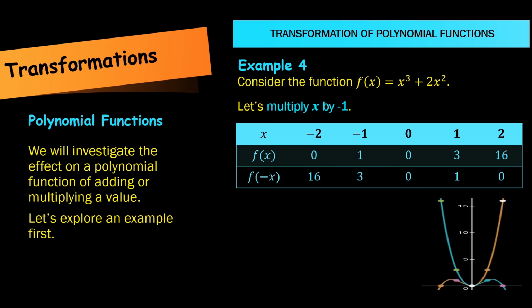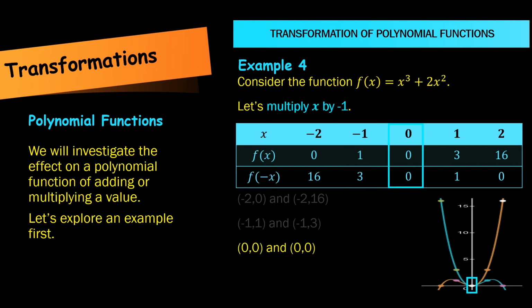Again, let's plot these points. When x is minus 2, the y value goes from 0 to 16 when x is multiplied by minus 1. When x is minus 1, the y value goes from 1 to 3. When x is 0, y remains at 0.